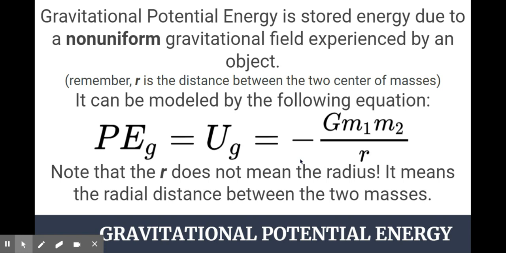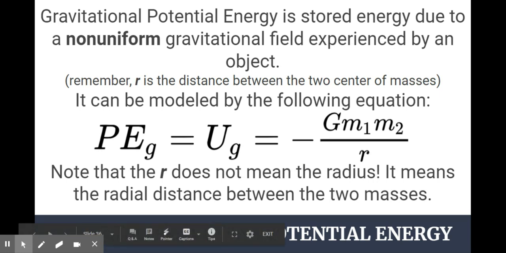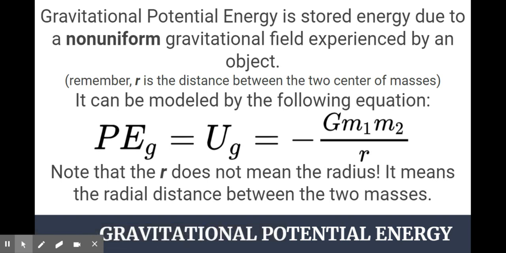All right, let's talk about gravitational potential energy when we have a non-uniform gravitational field. Gravitational potential energy is stored energy due to a non-uniform gravitational field experienced by an object. In this case, this is our equation. Once again, capital U is potential energy, and this little lowercase g, always use a lowercase g, not a capital G. Capital G means something different. Lowercase g tells me that it's gravitational potential energy.